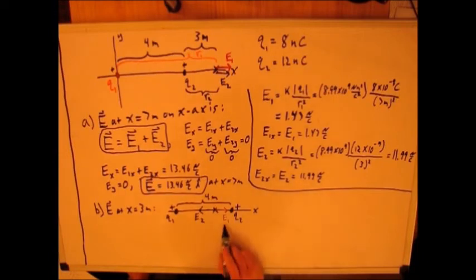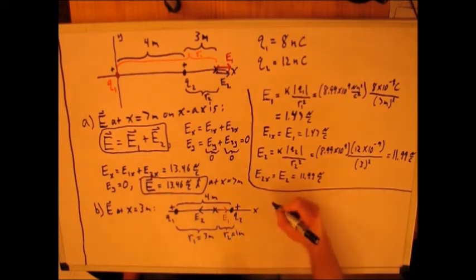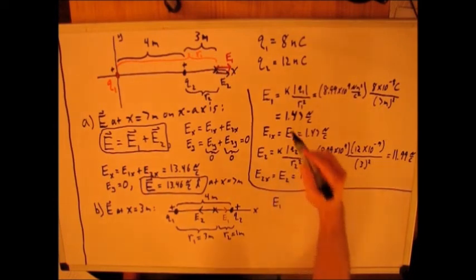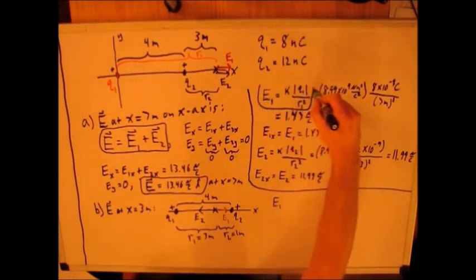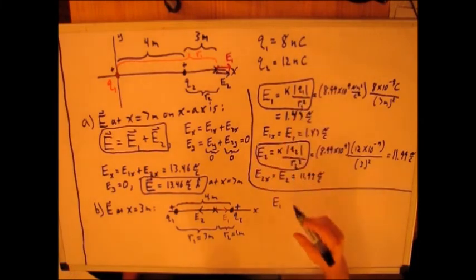We go through the same procedure as before, and I'll skip a few steps here. Again, what's the magnitude of E1? It's going to involve the distance of that point from charge Q1, and that's R1, which is 3 meters in this case. And then R2, the distance of this point from charge Q2, enters into the formula for E2. As you can see, that's 1 meter.